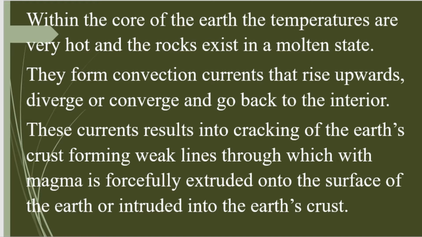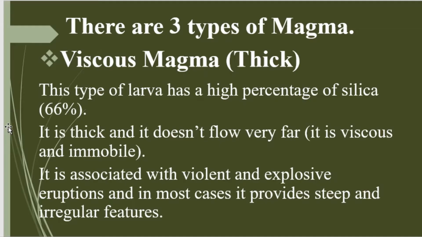Now when that happens, it creates a force on the overlying rocks, and those currents result in the cracking of the overlying rocks of the Earth's crust, forming lines of weakness through which magma is forcefully extruded onto the surface of the Earth, or intruded into the Earth's crust.